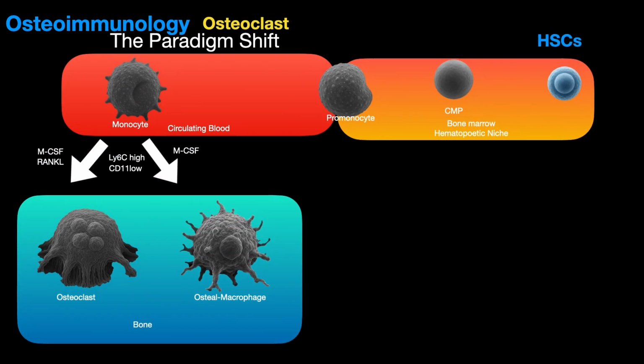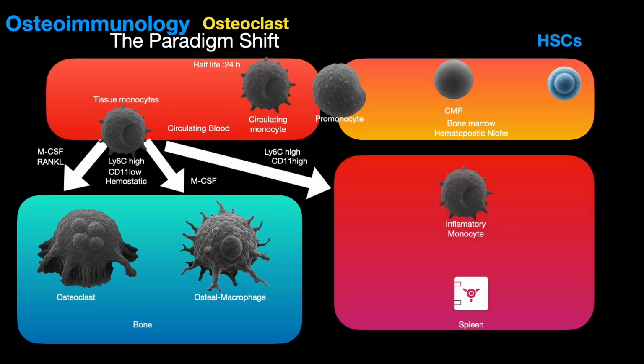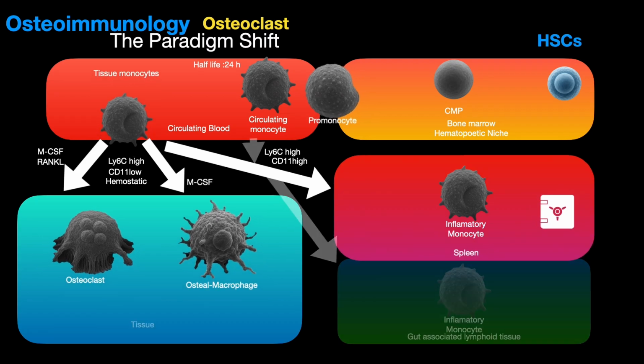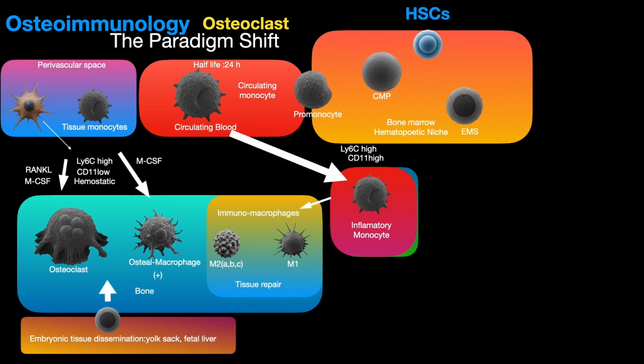So monocytes have a very short half-life, about 24 hours. So our body creates a reserve of them in the spleen and also in the gut-associated lymphoid tissue. And these are usually pro-inflammatory monocytes. They are ready for action whenever needed. So those cells are waiting to be transferred to the healing site.